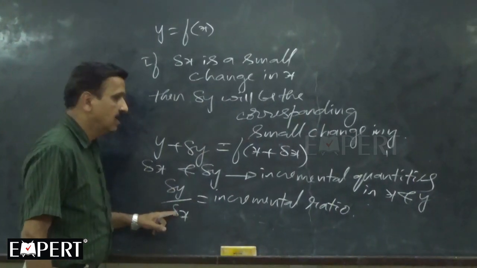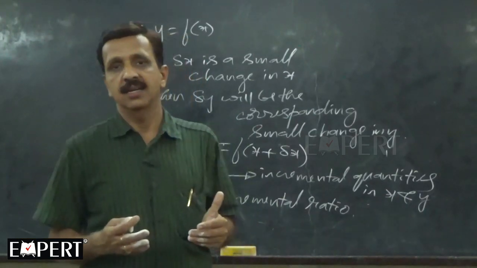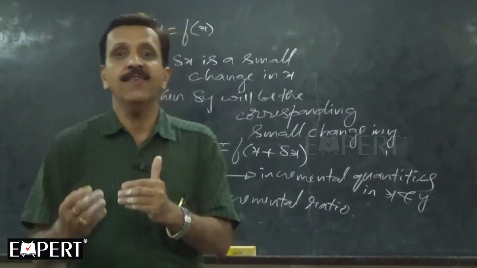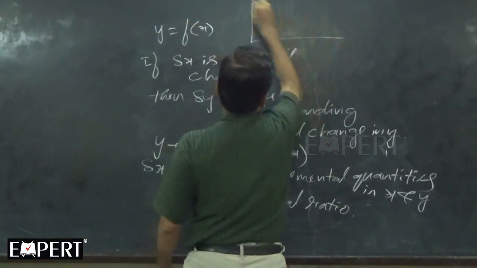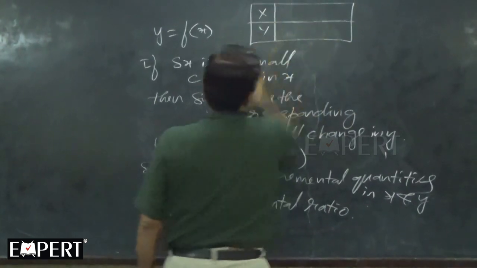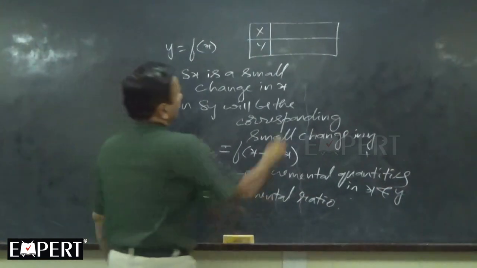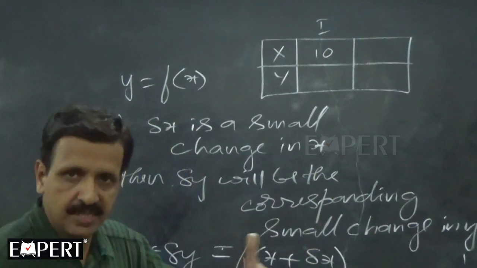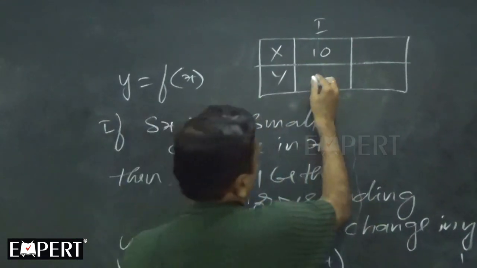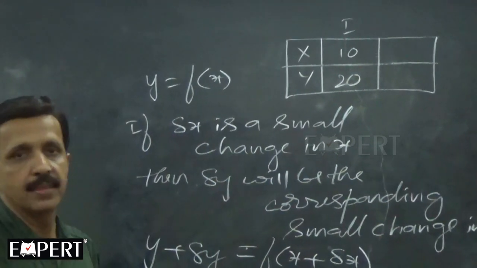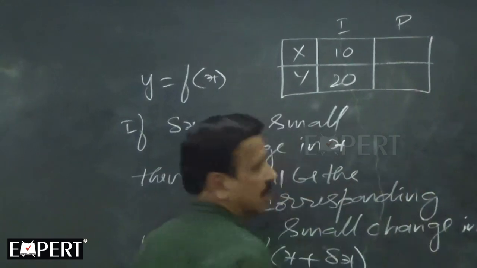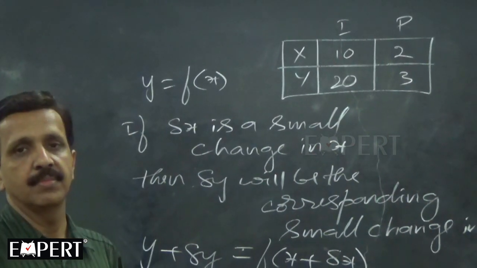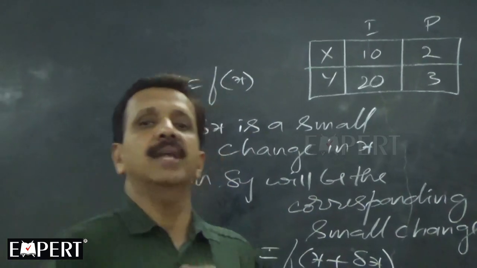Now, delta y by delta x. See, change in y cannot be the measure of variation in y. Change in y for how much change in x? Say, for example, there are two businessmen, x and y, and the investment of these businessmen, x invests 10 lakhs, in two different businesses, and y invests 20 lakhs. The returns or the profit at the end of the first year, imagine, this is 2 lakhs here, this is 3 lakhs. Now the question is, who is a better businessman? Businessman X or businessman Y?